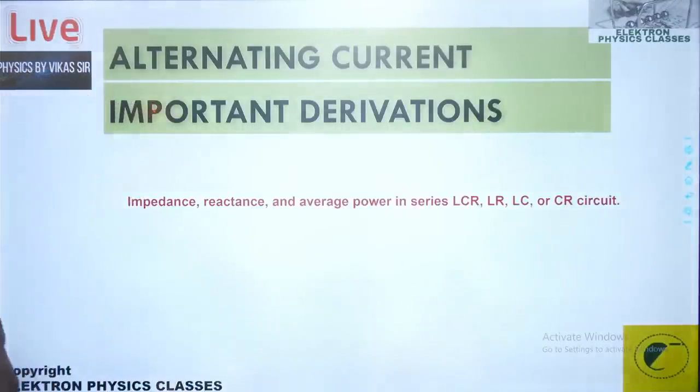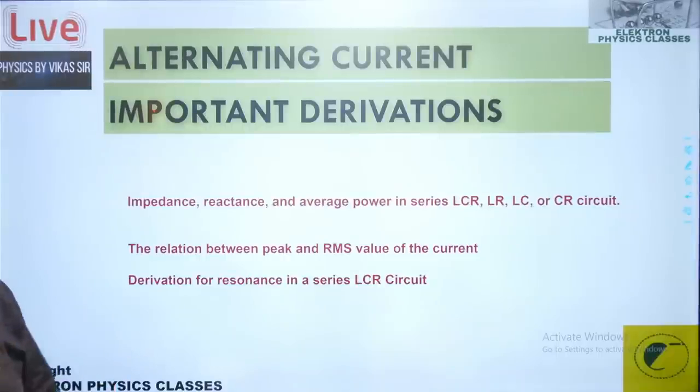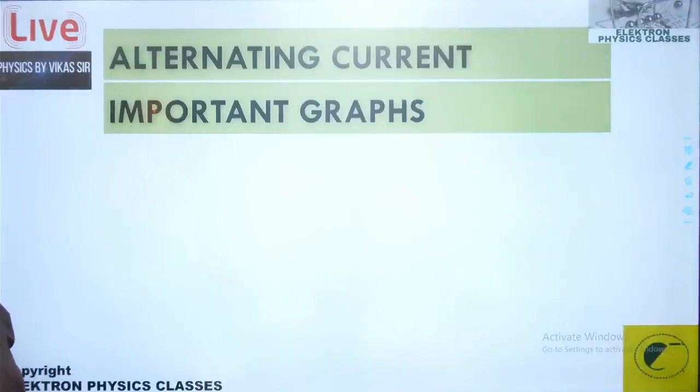And the next one is the relation between the peak and the RMS value, already told you beforehand, and the derivation for the resonance of the series LCR circuit. So these are the important derivations, not much, already covered in the topics. And the important graphs, graphs are very crucial for your revision.